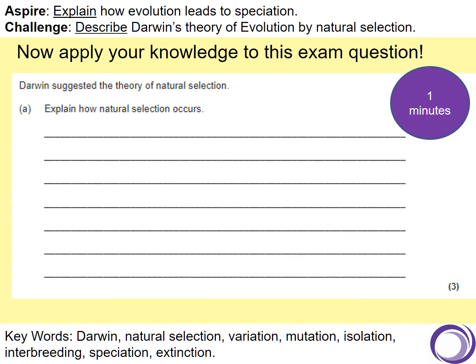So we're going to apply what you've just written down or your knowledge to this exam question. And we're just going to explain how natural selection occurs. So read through what you've just put, amend it to answer that question, but I just want you to see how much this can feature in the exam and some examples of exam questions that do ask you to do exactly what you've done in the previous activity. So I'm going to give you a little bit of time just to reread through your notes from the previous slide and just to make sure we're in a format that would answer that question.